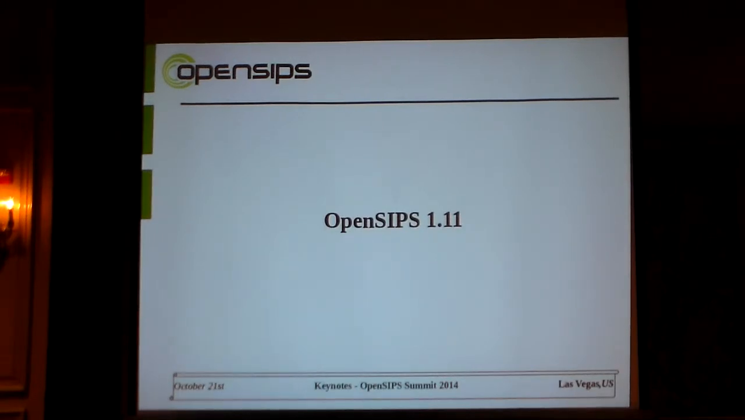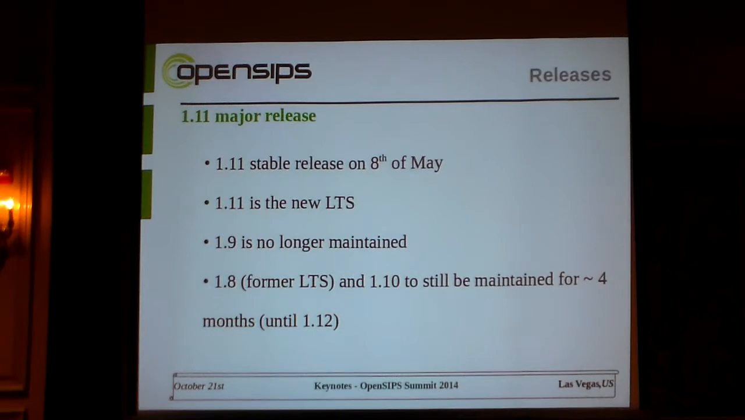Now I will dive a bit into OpenSIPS 1.11, which is the latest stable release. So just to give you a quick tour of what's available in 1.11. 1.11 became stable this year, on the 8th of May. And as a direct effect, 1.9 is no longer maintained, so it's an unmaintained version.